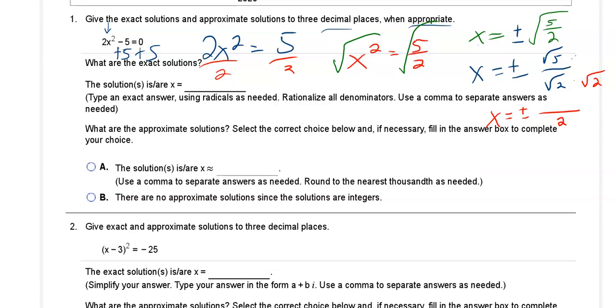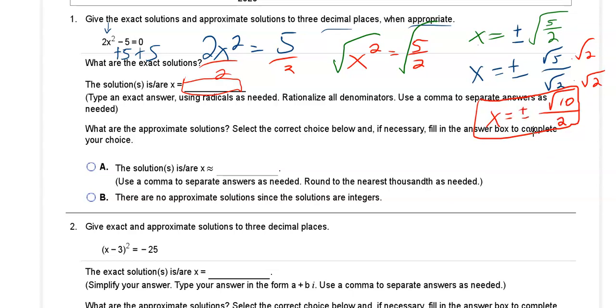If I do the same thing to the bottom, I've got to do the same thing to the top. And so we'll get square root of 10 on top, right? 5 times 2 is going to give me 10. And so this would be the solution set to the equation. On paper, you can just leave it right here. But if this was on MyMathLab, you would type this into the box right here, using the plus or minus key for this notation, and then typing that in.